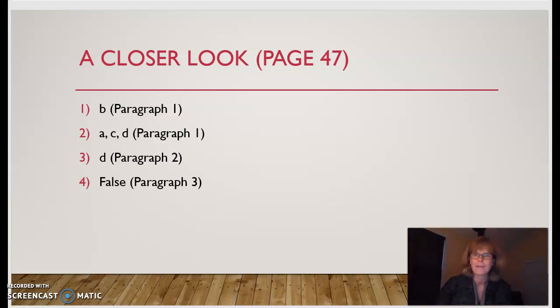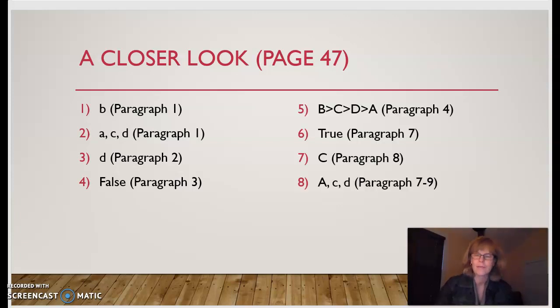And here are my answers for questions 1 through 4. So I'm on page 47. I'm just circling A, B, C, or D. You can see my answers. You can see where I got them, which paragraph I found these answers in. So I want you to check your answers with me. Here are the answers for numbers 5, 6, 7, and 8. We don't have time to look at each of these now, but if you have questions, you're welcome to ask those questions and to email me. You're welcome to look back more closely at these answers and see if you can understand how I got these as my answers.